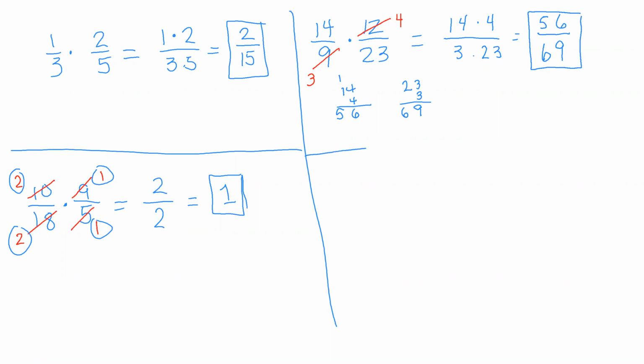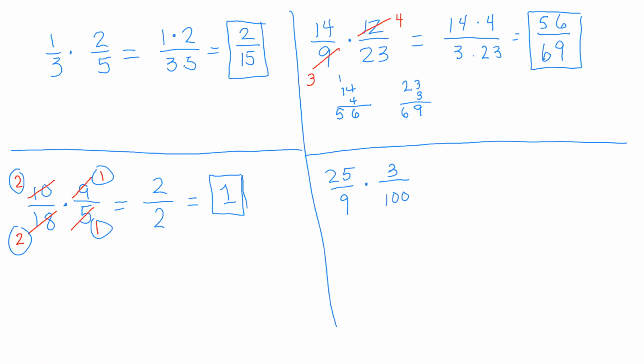All right, let's try one more on this screen. Let's say I have 25 ninths, and I want to multiply that by 3 over 100. Okay, so again, we could go ahead and multiply 25 times 3 and get 75. We could multiply 9 times 100 and get 900, but simplifying 75 over 900 might be a little difficult.